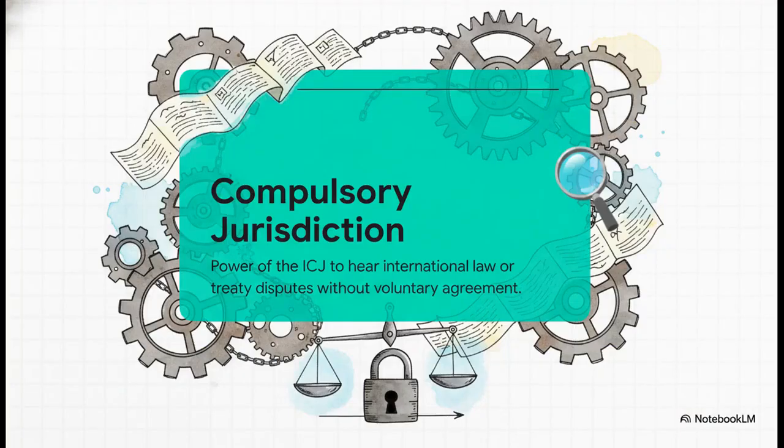Now, to fully grasp the judicial side of UN authority, we really have to define how the International Court of Justice, or ICJ, enforces international law. The ICJ has what's called compulsory jurisdiction. Basically, for specific treaty disputes or cases involving reparations when an international obligation is breached, the court can literally compel nations to submit to its jurisdiction. They don't need your voluntary case-by-case agreement.